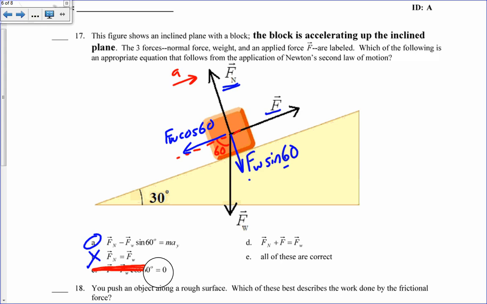Let me just show you this. This one was a correct answer, but I told y'all not to use it. Fn minus Fw cosine 60. That says this minus this equals 0. Oh wait, no, that's not correct because it's accelerating up the inclined plane. Well, I guess I didn't have to take that out after all. Okay, that's not a correct answer because it's accelerating up the inclined plane. All right, and then Fn plus F equals Fw. That says this equals this plus this. That's just kooky. All right, so the answer is A.